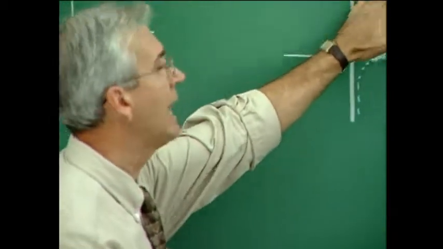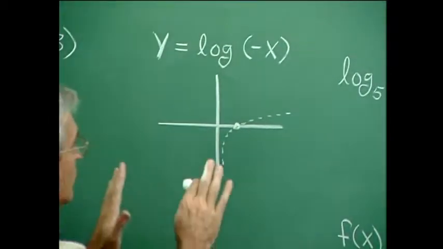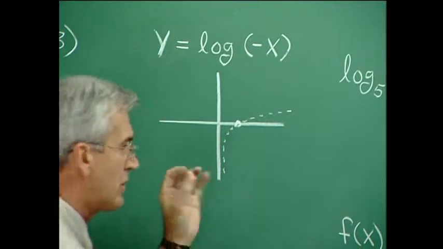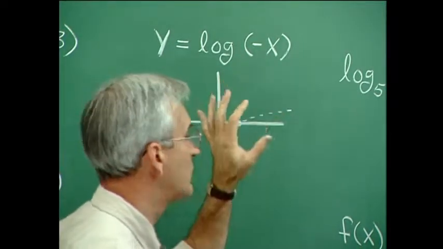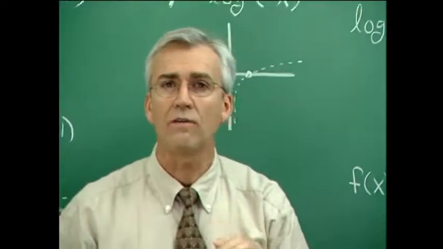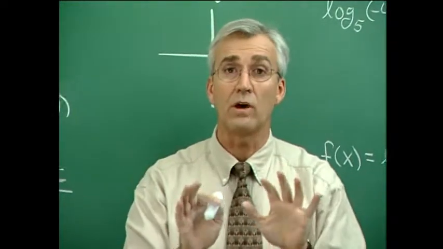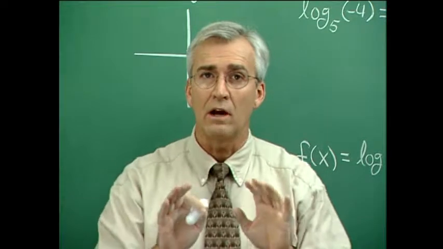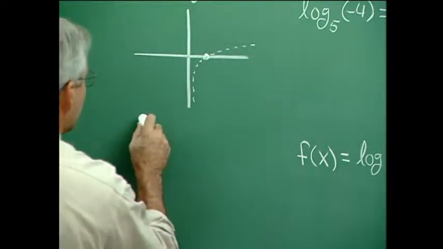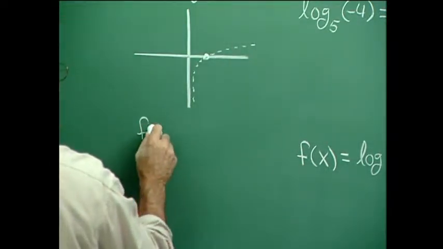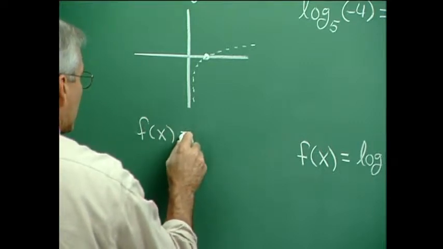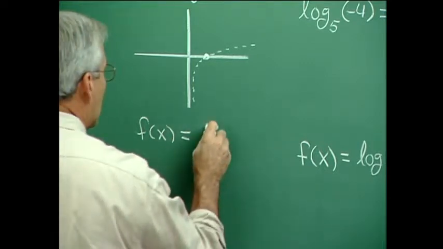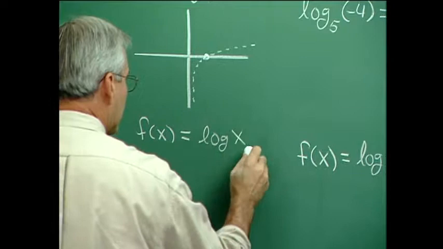Here's another one. y is log negative x. Now, we're looking at reflections here, and this is a distinct reflection, and there's often confusion on the part of students as to whether or not we're reflecting in the x-axis or the y-axis. Now let me review something for you here. If we have f of x is log x, we know what the graph looks like.